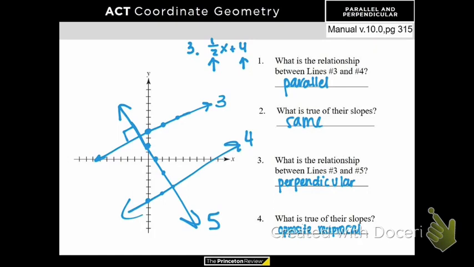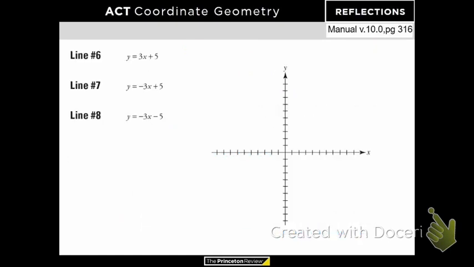Last thing, we want to graph these lines and then look at the reflections here. So first one, line number 6, is 3x plus 5. So again, I'm going to graph this using my slope and my y-intercept. Y-intercept is 5, and my slope is 3. Okay, so that's line number 6.